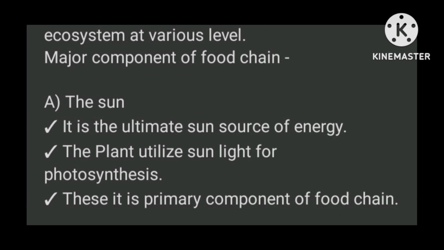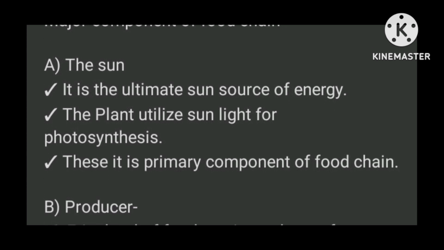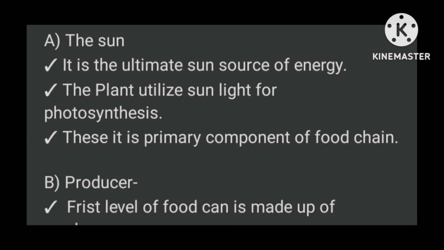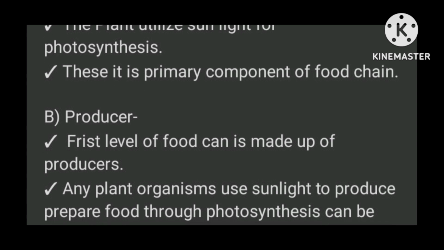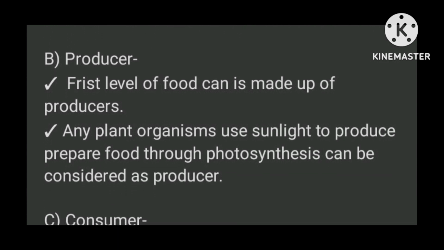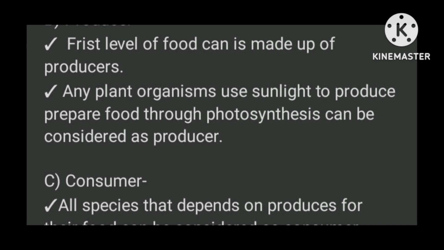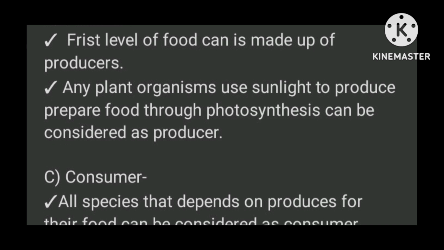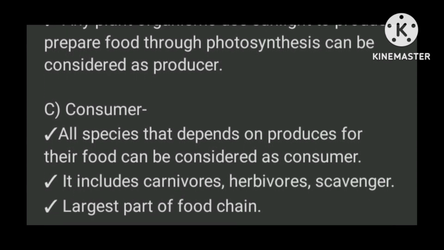A major component of the food chain is the sun. It is the ultimate source of energy. The plants utilize sunlight for photosynthesis. Thus it is the primary component of the food chain. The producers: the first level of the food chain is made up of producers. Any plant or organism that uses sunlight to prepare food through photosynthesis can be considered a producer.